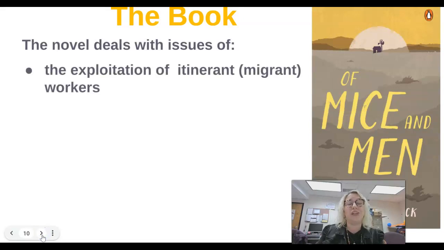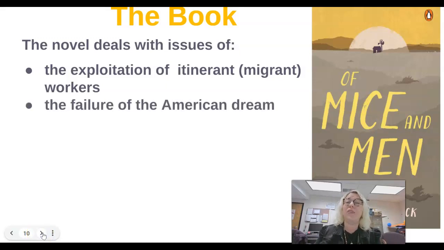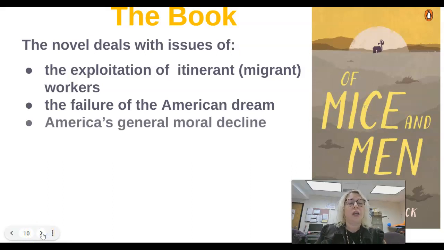Well, what are some key topics in the book? First of all, the exploitation of migrant workers or itinerant workers. Exploitation means taking advantage. So how these workers were treated unfairly and taken advantage of. The failure of the American dream. And so we've talked about how the American dream didn't work always the way that it was supposed to work because of issues of race. We'll see other ways the American dream fails in this book. America's general moral decline. People not caring as much about others and acting without morals.